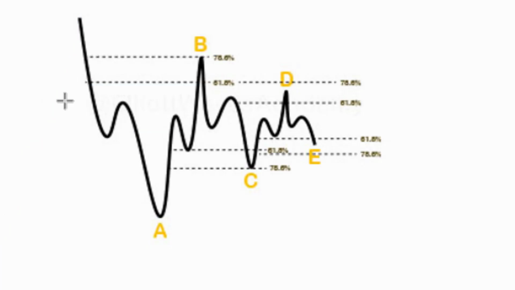Alright, is there any other condition? Yes, two of the waves B, C, D, E have to retrace to at least the level that represents 61.8 from the previous wave. So if we see a triangle pattern with subwaves that respect these measurements, we can say that it is qualified to represent a contracting triangle pattern.